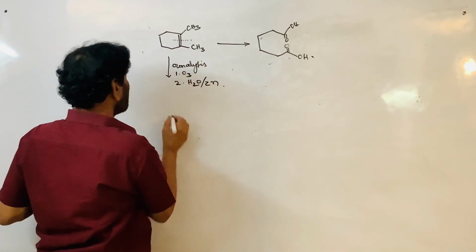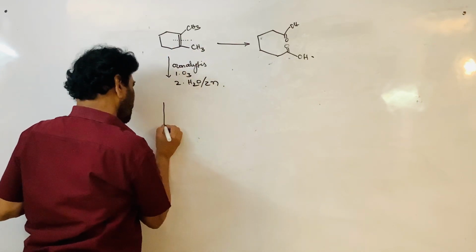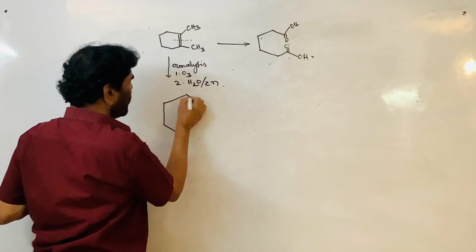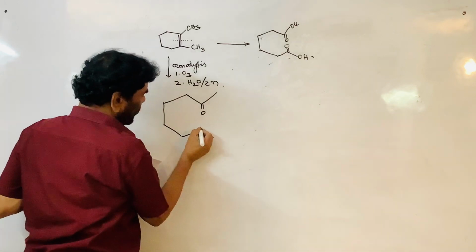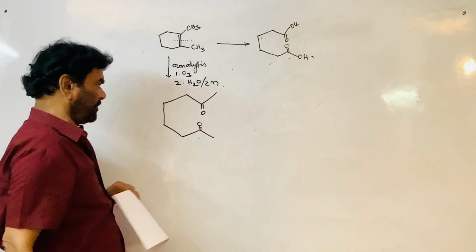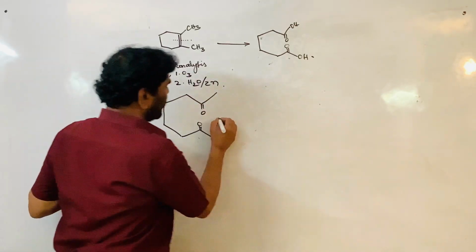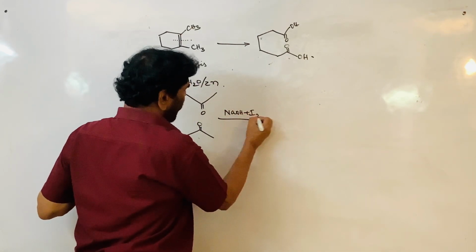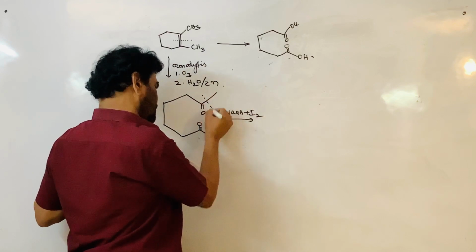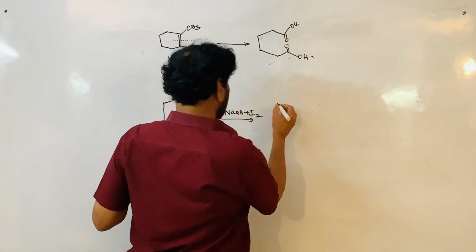With oxidative ozonolysis also, nothing will happen. This is your product. Diketone is formed, ring is opened. Now methyl ketone: treat with sodium hydroxide and iodine, iodoform reaction. So this cuts.